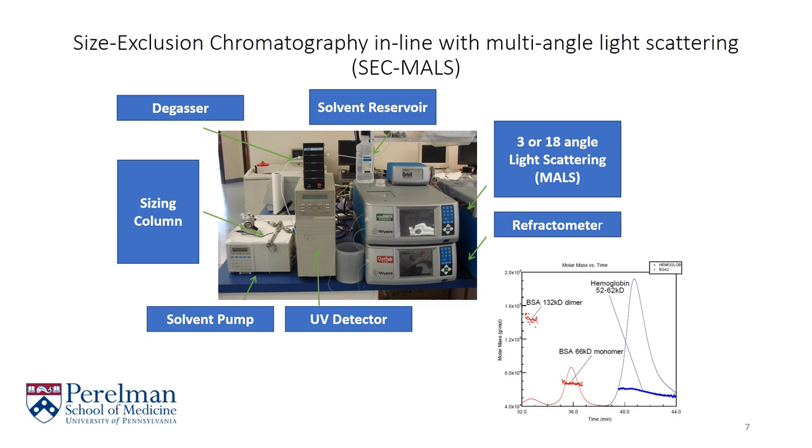This information is commonly displayed as shown here, a double Y plot as a function of retention time. The determined mass is plotted across the UV or the RI chromatogram to reveal the determined mass of the eluting species at that time point.